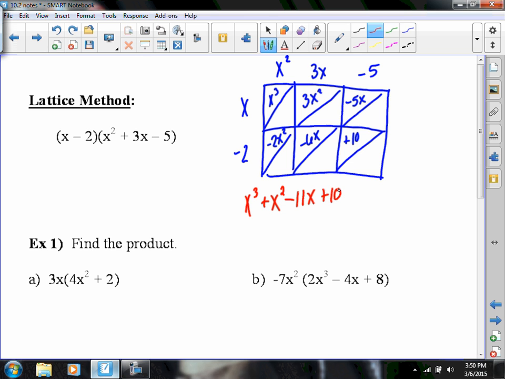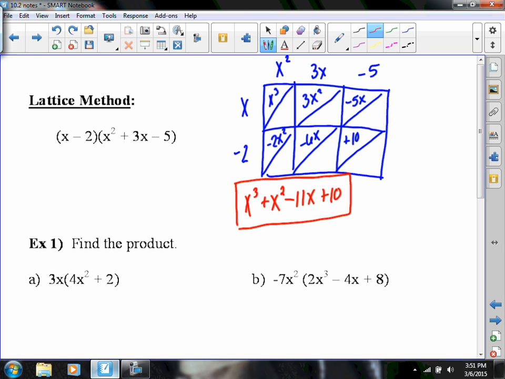So notice that the horizontal method and the vertical method and the lattice method, we multiplied the same polynomials together. The only one that was different was the FOIL. So I got the same answer 3 times there for the horizontal, the vertical, and the lattice method. Whichever method you pick, you're going to get the exact same answer as long as you set it up and multiply and add correctly.